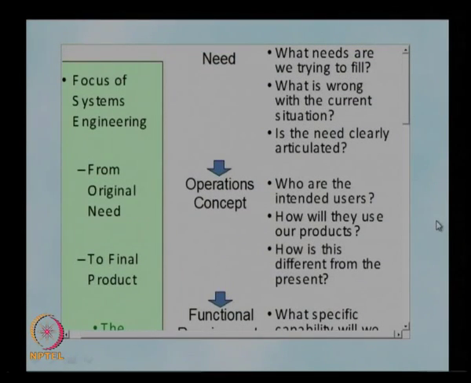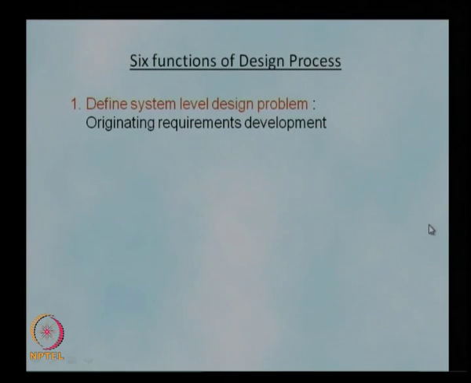In order to achieve this, we have divided this whole process of system design into 6 processes, or the 6 functions of the design process. These 6 functions are applicable across the life cycle, and the first one is to define the system level design problem. Here we try to understand the whole problem from the customer's or the stakeholders' point of view, develop concepts for the system, identify the system boundaries and the requirements, and then prepare an originating requirements document. So, the purpose of the first function of the design process is basically to define the system level design problem.